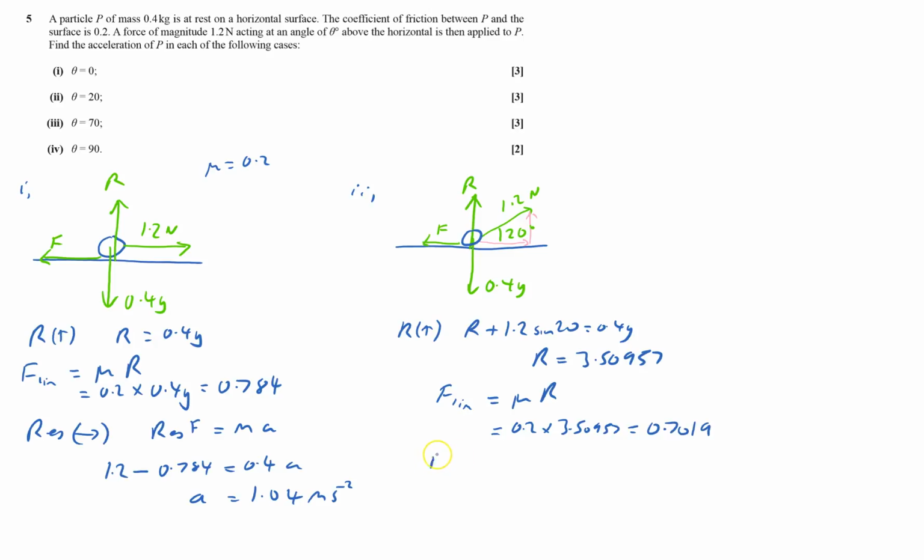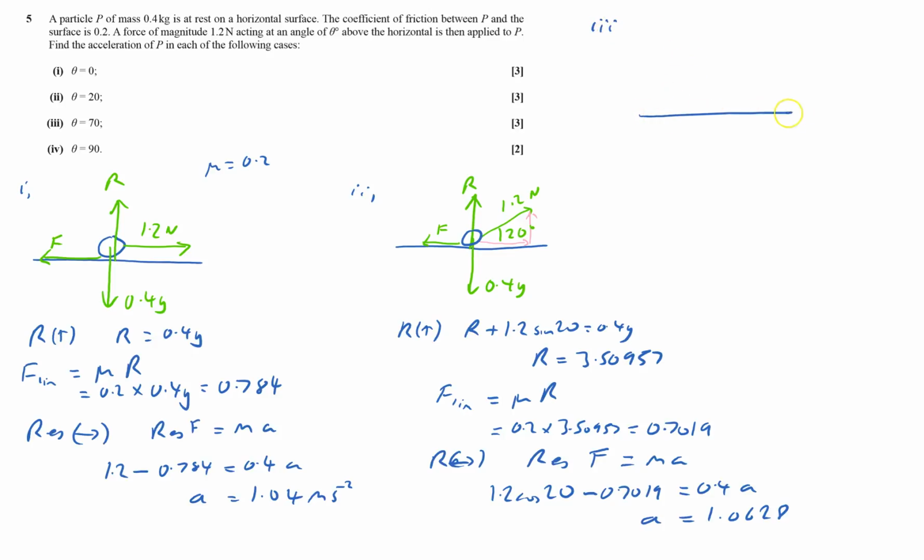And now we can resolve to the right. Resolving right, resultant force equals mass times acceleration, which is, I've got this force here, which is 1.2 cos 20, so 1.2 cos 20 minus my F, just worked it out, 0.7019, equals the mass, which is still 0.4, times the acceleration, and that will give me that a equals 1.0628. So rounded to 3 significant figures as well. Part 3, same thing again.